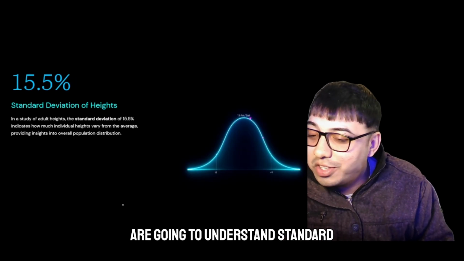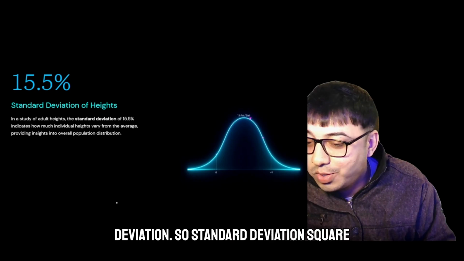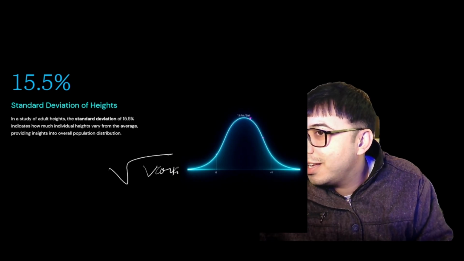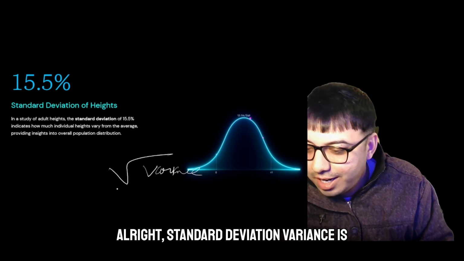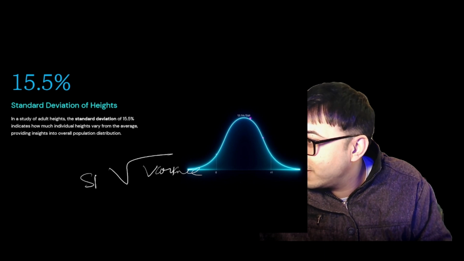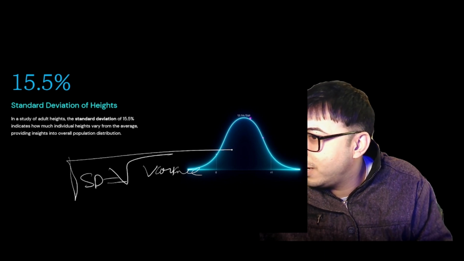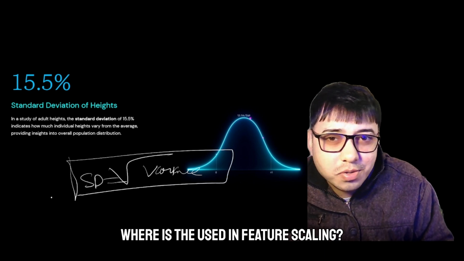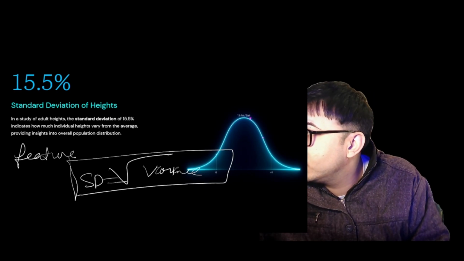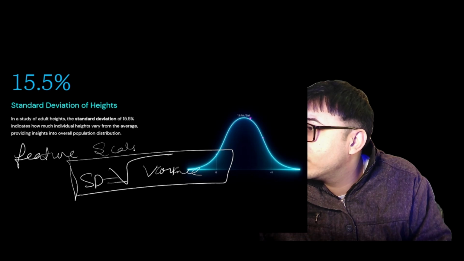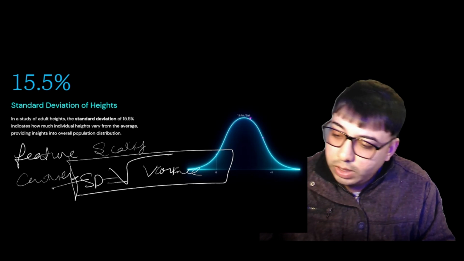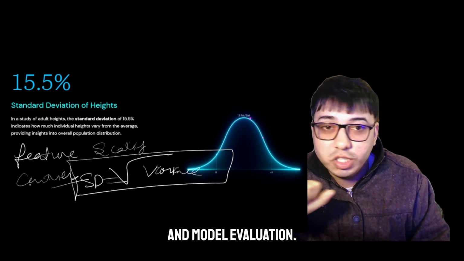All right, so now we are going to understand standard deviation. So standard deviation is the square root of variance. Where is it used? In feature scaling, and outlier detection, and model evaluation.